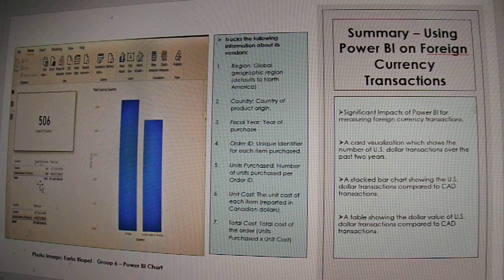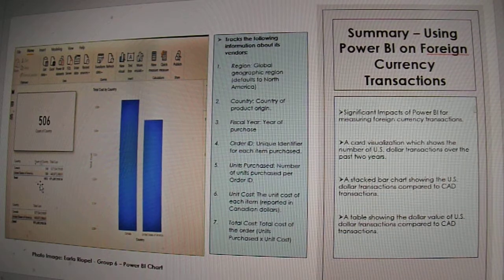Also, the order ID. This is more like detailed info that we can find through checking the trail of the information that had been collected and used for this graph and tables. Also, units of purchase is another detailed piece of data that includes the number of units purchased for each order ID.